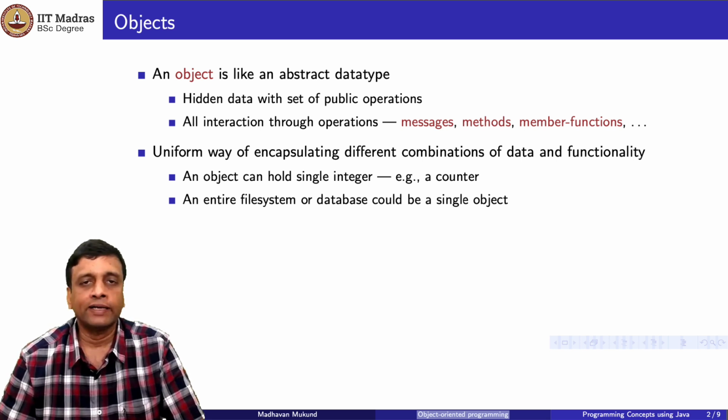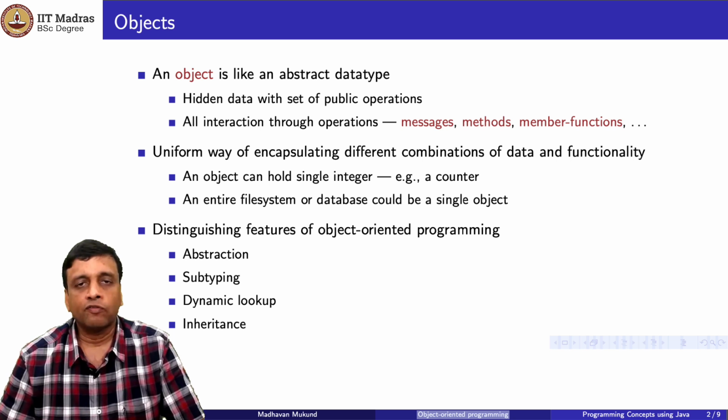Or at the other extreme, we could have a large volume of data inside an object. For instance, we could have the entire contents of our disk, an entire file system, or we could have a large database with multiple tables. And we could manipulate this entire database or this entire file system as a single object where the data is the information contained in the file system or the database, and the operations are those that we choose to allow on this object.